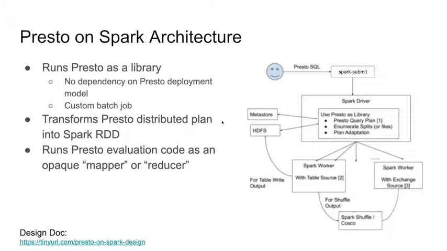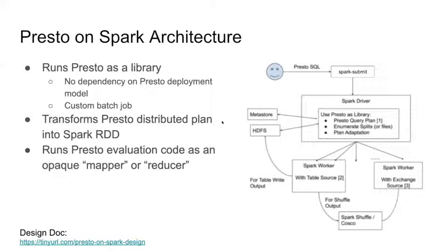Okay, so let's quickly discuss the Presto on Spark architecture. With Presto on Spark, we are trying to run the Presto evaluation engine as a library within Spark execution. So it has no dependency on the existing Presto deployment model. To run Presto on Spark, you don't actually need a Presto cluster. All you need is the Presto on Spark package and an existing Spark cluster. And you can think of it as a custom batch job.